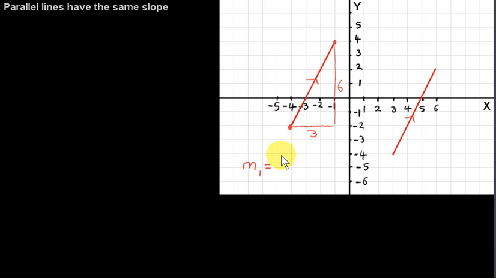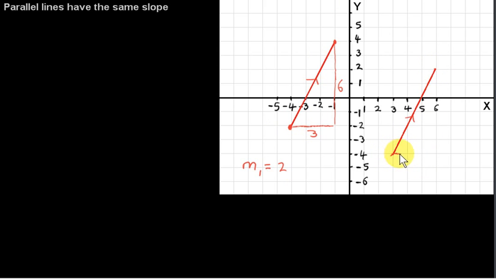So we put rise over run, or y2 minus y1 over x2 minus x1. We get 6 divided by 3, which is 2. So the slope of this line is 2, and it's got positive slope because of its direction. Let's look at this line here. Say, get the slope using this point and this point.